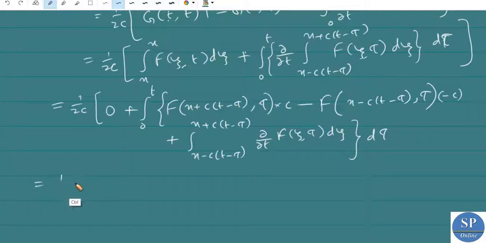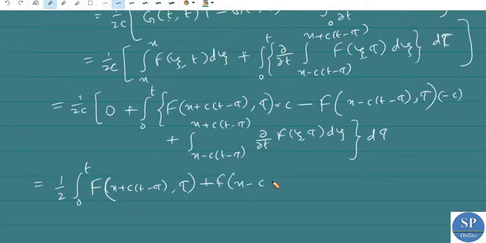that is we have 1 by 2 only. Okay, 1 by 2 into the integral 0 to t of f of x plus c into t minus tau comma tau, and c taken outside, minus into minus is plus, f of x minus c into t minus tau comma tau, into d tau. So this is actually vt of x comma t.